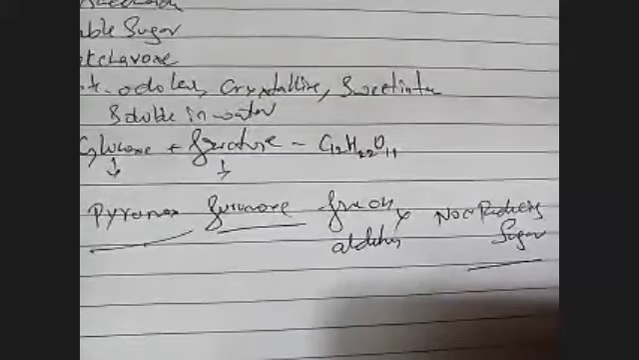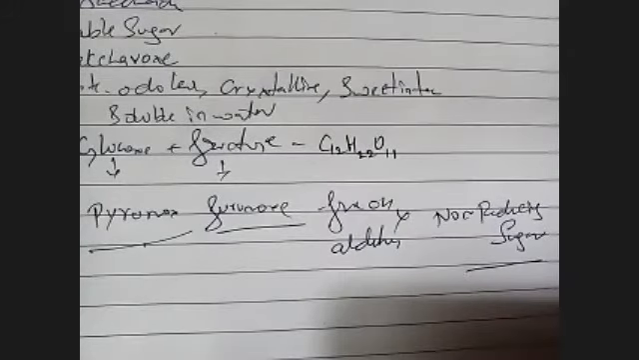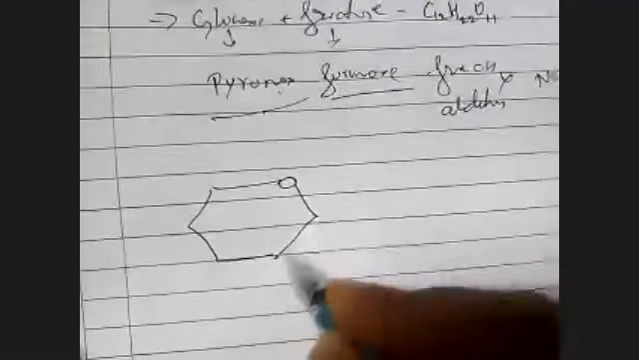It's the only non-reducing sugar. So we need to write pyranose glucose with furanose fructose. It means this glucose is a 6-membered ring and fructose should be in the 5-membered ring. Because it is a non-reducing sugar, it doesn't give a positive result for Tollens' and Fehling's reagent. So let us write the glucose structure first.